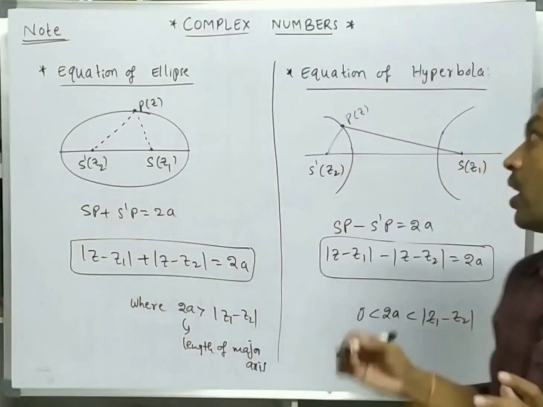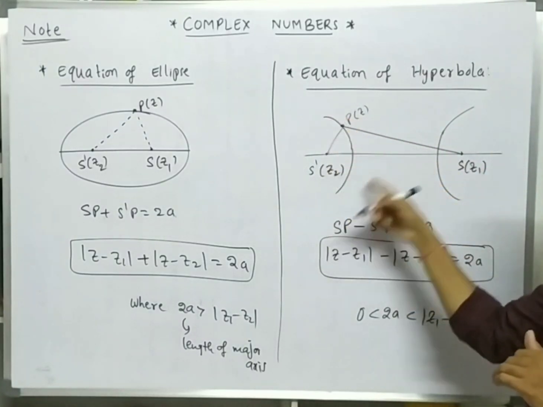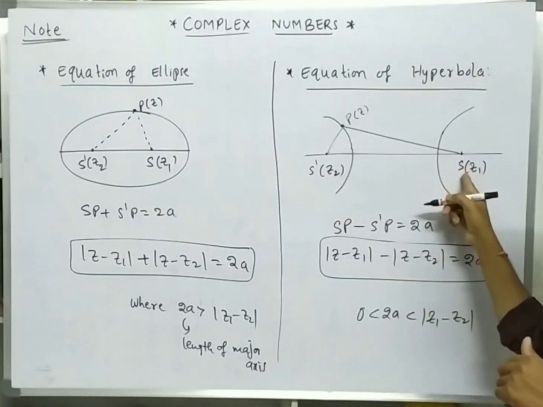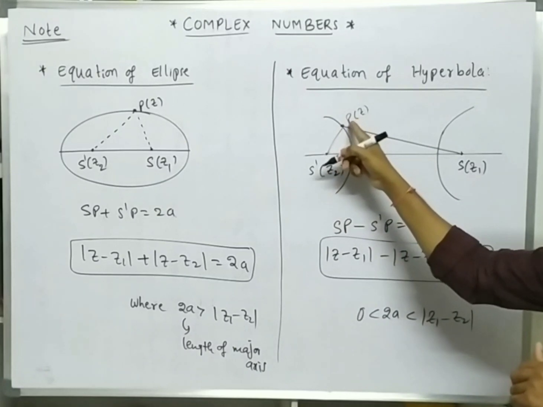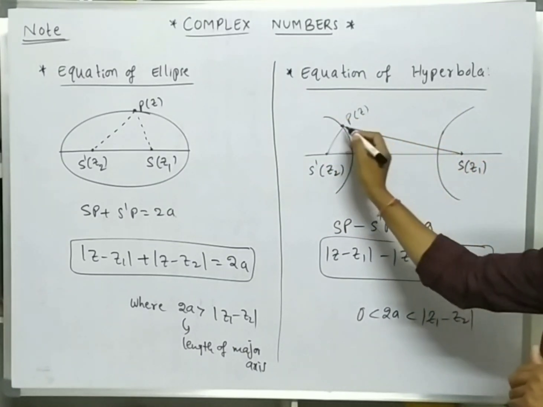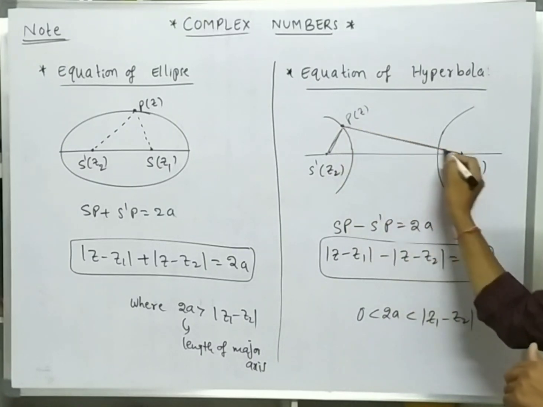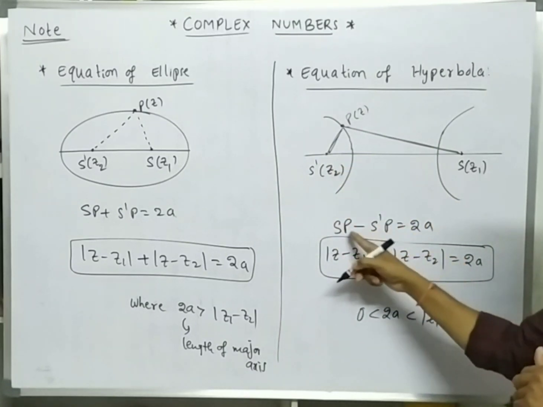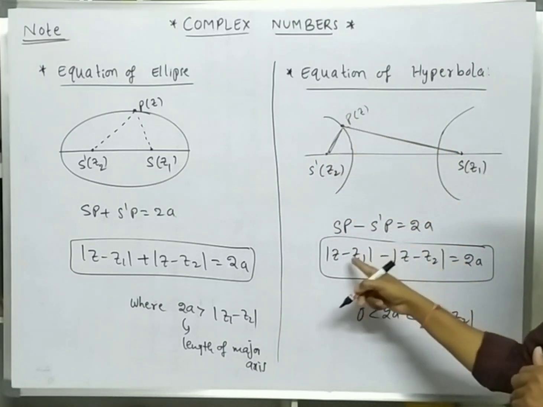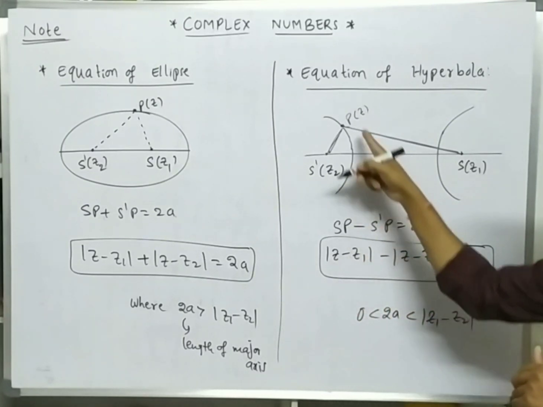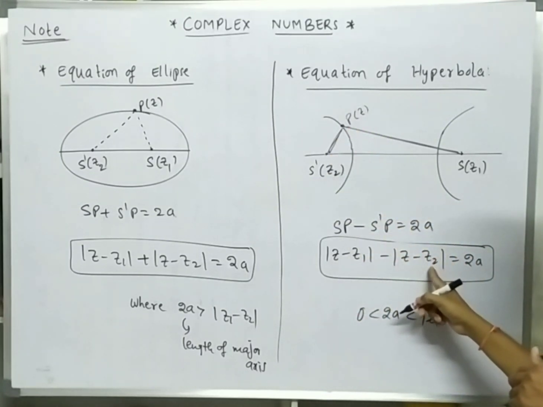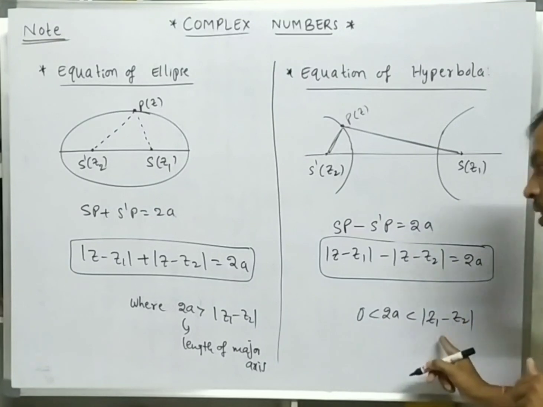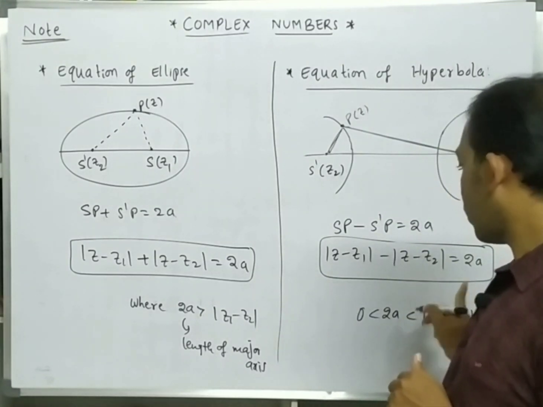Next, coming to the equation of the hyperbola. This is the hyperbola and these two fixed points are called foci, S z1 and S dash z2. P is a point on the hyperbola. The difference between these two distances is always constant, that is 2a. SP minus S dash P is equal to 2a. SP is the distance between these two points, that is modulus of z minus z1, minus S dash P, the distance, that is modulus of z minus z2, is equal to 2a. Here the condition is 0 less than 2a less than modulus of z1 minus z2.